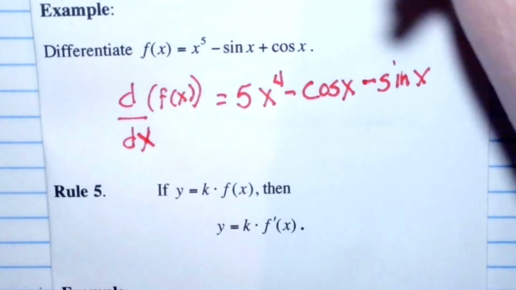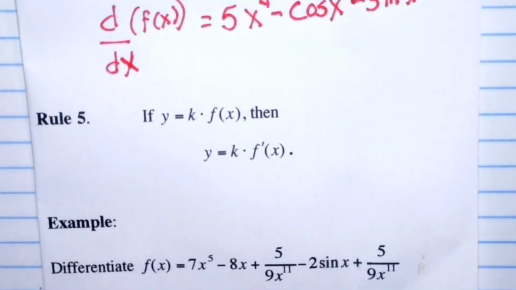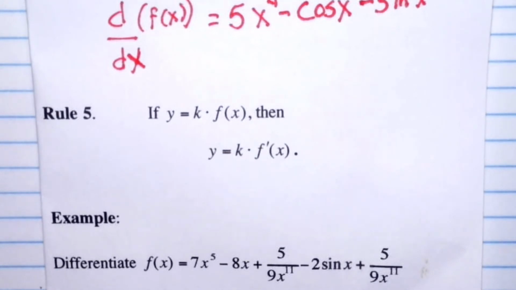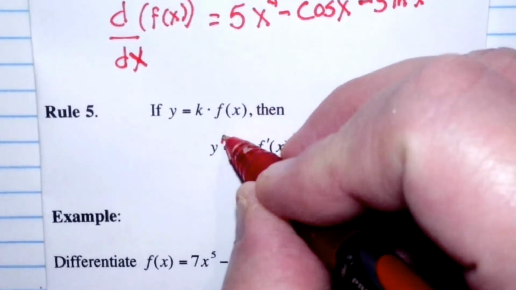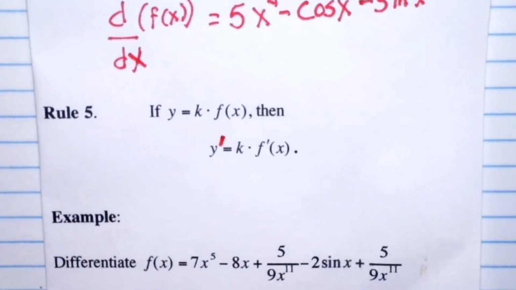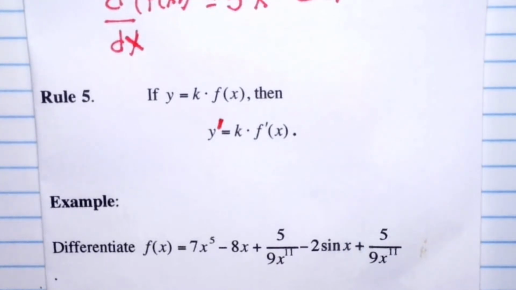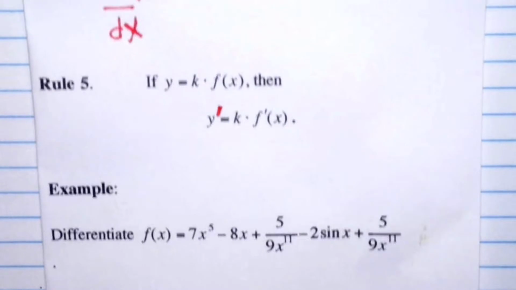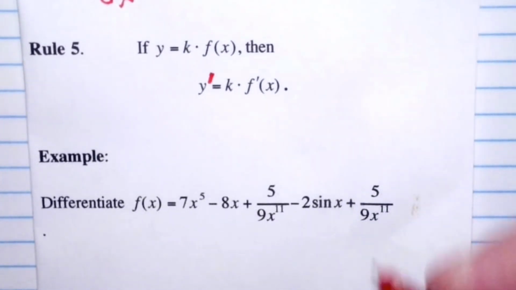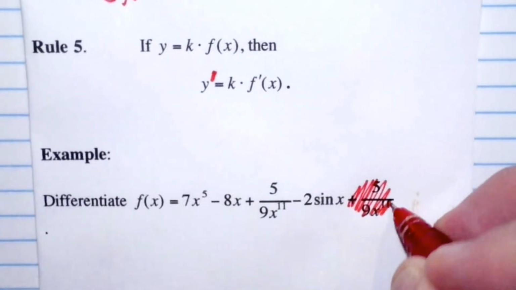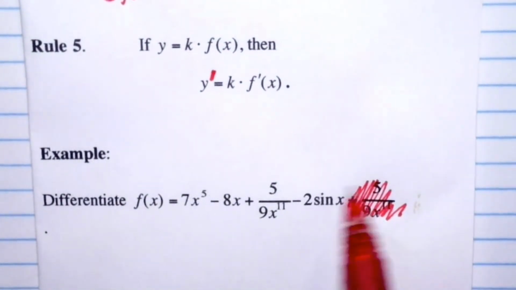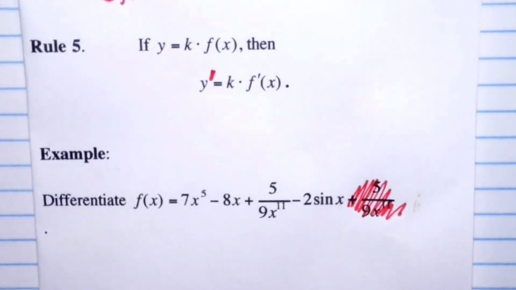And then finally rule number 6, or better yet, rule number 5, says if y equals a constant k times f of x, then y prime equals k times f prime of x. So here is an example, and let's get rid of this term because that's a glitch. That's a copy of this term, and I think I just got overeager in my cutting and pasting.